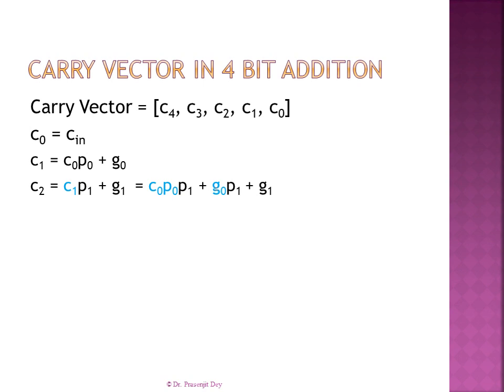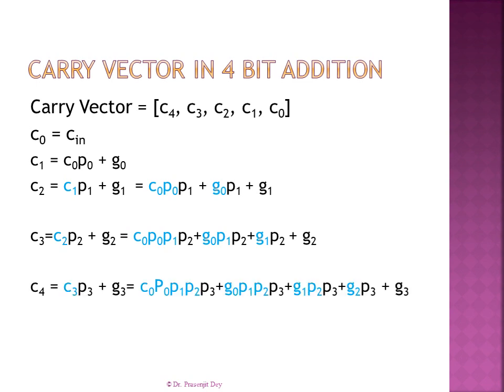C2 will be C1 P1 plus G1, where you can replace the value of C1 with the previous expression C0 P0 plus G0, and it will look like C0 P0 P1 plus G0 P1 plus G1. Now similarly you can compute C3 equals C2 P2 plus G2, where you can see that in blue ink we have replaced the value of C2 with the corresponding expression. Now similarly we can compute C4, which is C3 P3 plus G3, and you can replace C3 with the corresponding previous expression, and it will look like this.